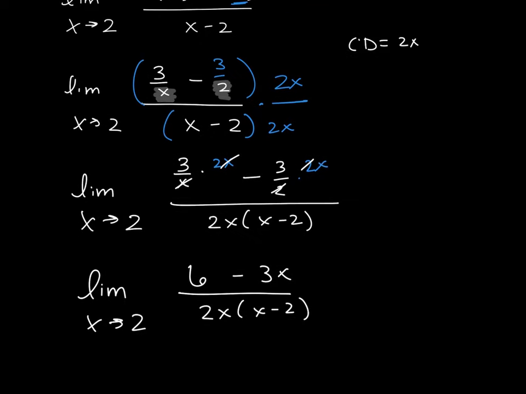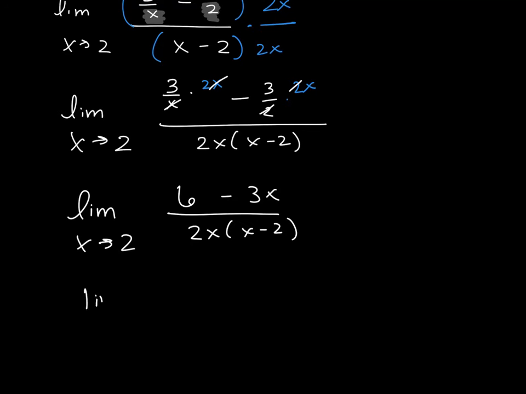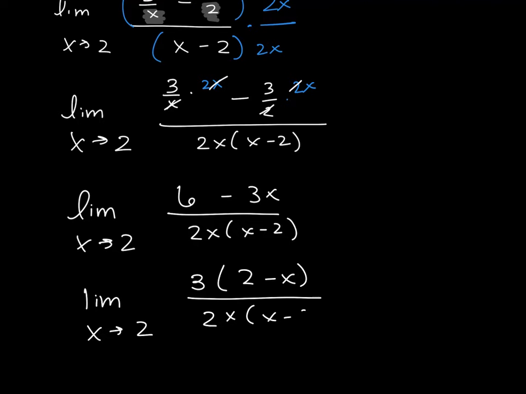I still can't use direct substitution yet, but what I can do now is take the limit as x approaches 2 and factor the numerator. If I factor a 3 out of the numerator, I'm left with 2 minus x all over 2x times x minus 2. Now, this is an interesting case from college algebra or intermediate algebra. This is x minus 2 and 2 minus x. Those are exactly opposites of each other. So when they cancel, they are equal to a negative 1.